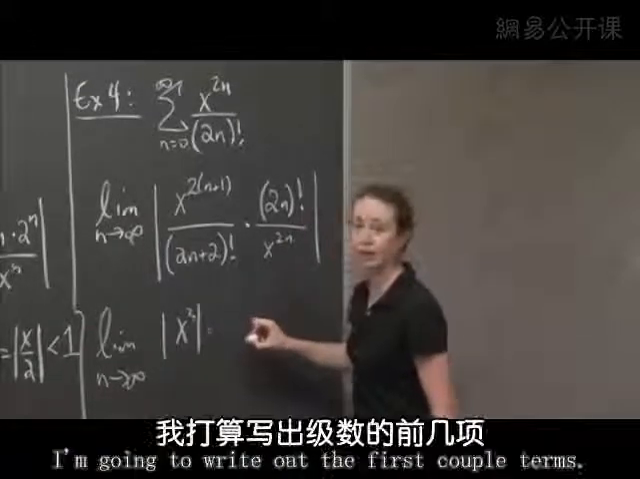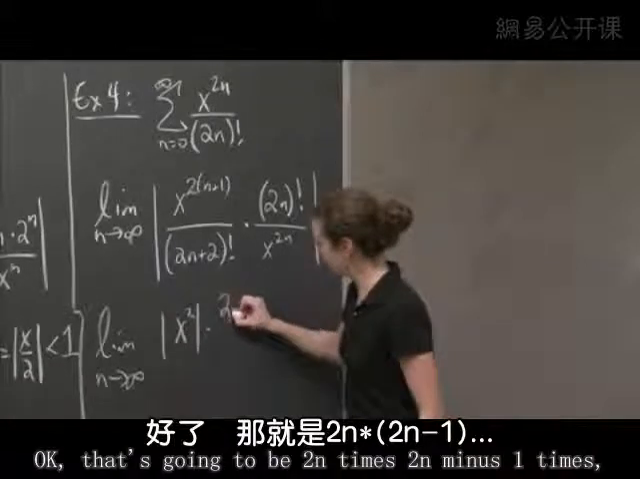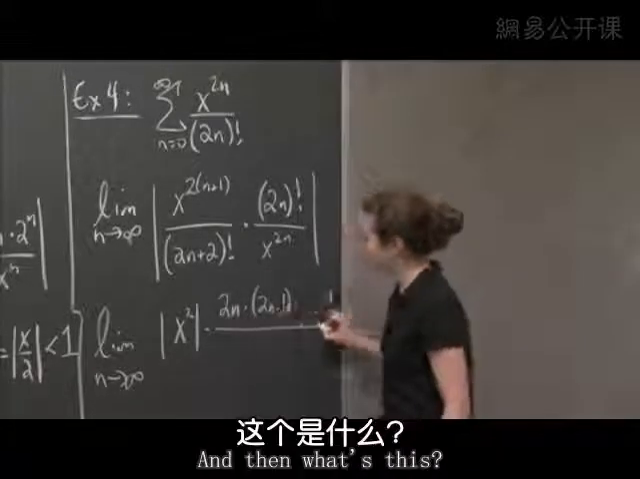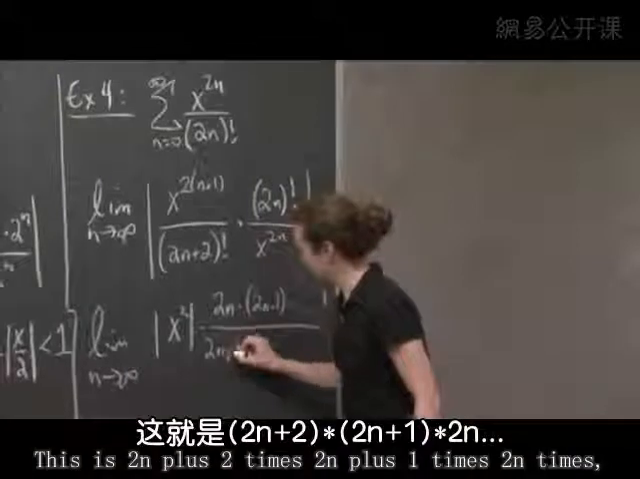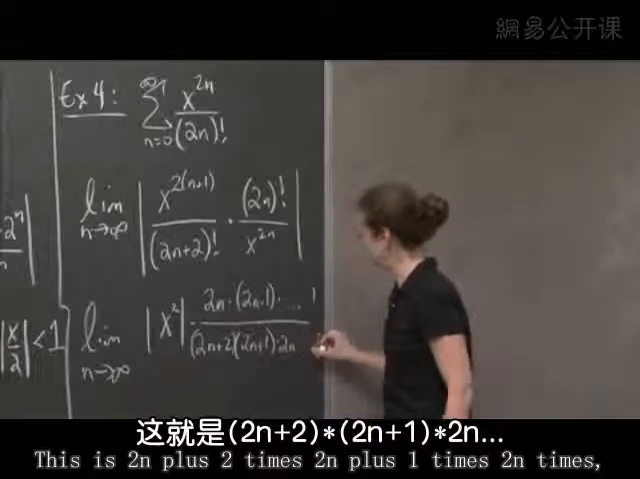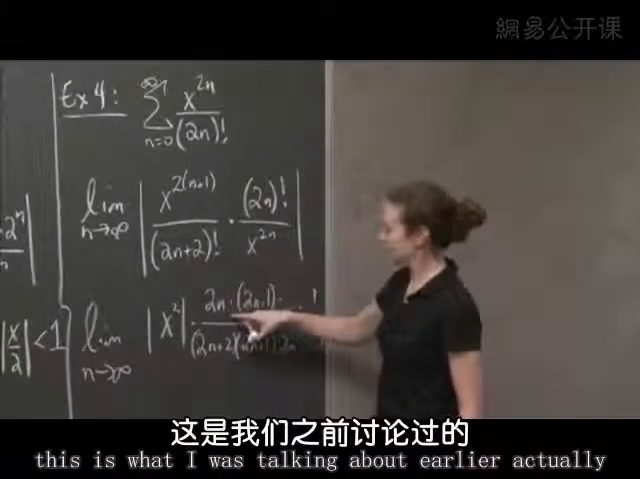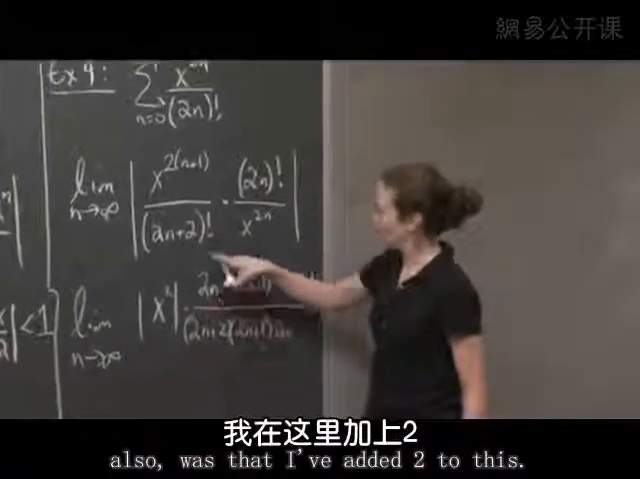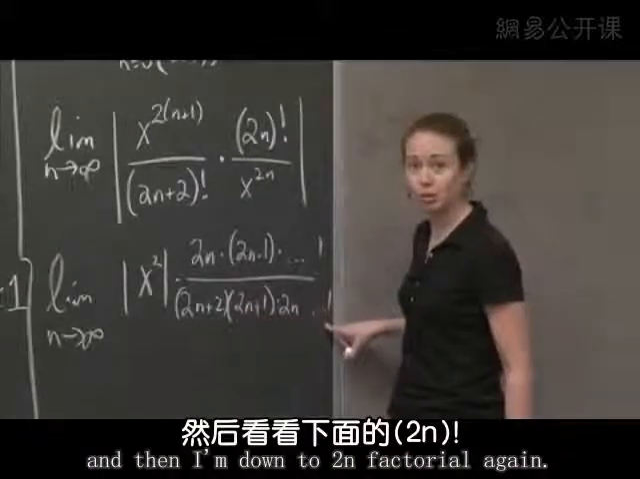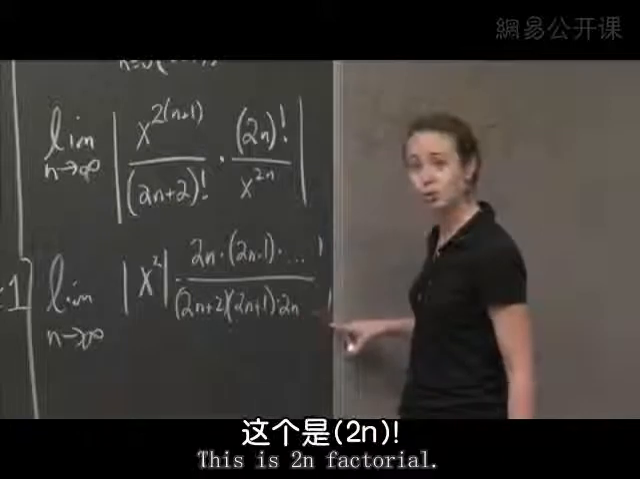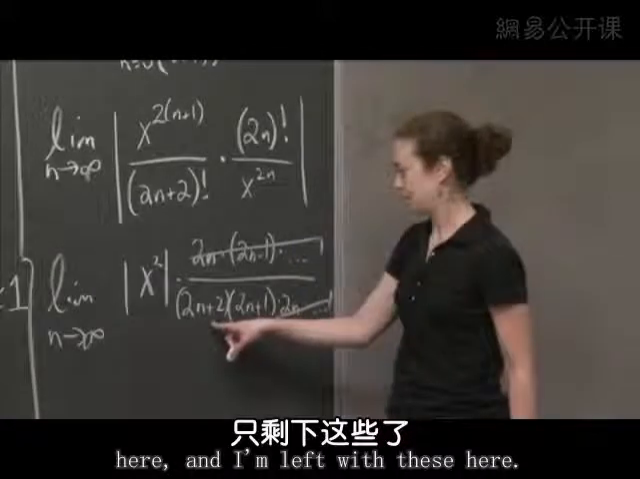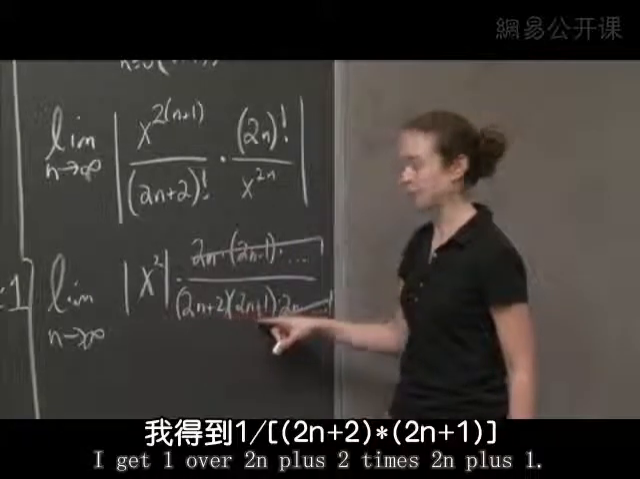So let's figure out what this thing is, okay? What is 2n factorial? I'm going to write out the first couple terms. There's going to be 2n times 2n minus 1, all the way down to 1. And then what's this? This is 2n plus 2 times 2n plus 1 times 2n, all the way down to 1. So this is what I was talking about earlier: I've added 2 to this, so it's not surprising I get 2 more terms, and then I'm down to 2n factorial again, right? So the 2n factorial here divides with the 2n factorial here, and I'm left with 1 over 2n plus 2 times 2n plus 1.